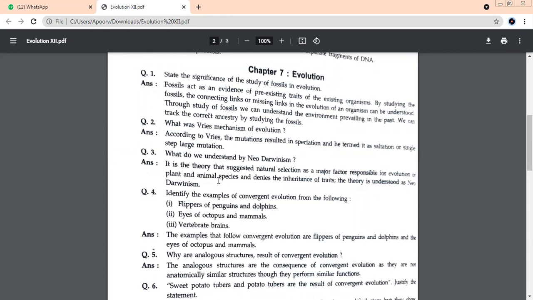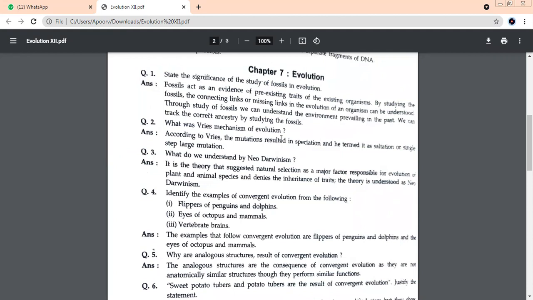Let's discuss. Significance of the study of fossils. What do you mean by significance? Importance. Good. Dead remains that we have. They give us evidence, proof of so many things, connecting links, missing links. Through the study of fossils, we can understand the environment which was prevailing in the past, and we can track the correct ancestry. What do you mean by ancestry? Ancestry means what, beta? Ancestors. Yes, the study of the ancestors.